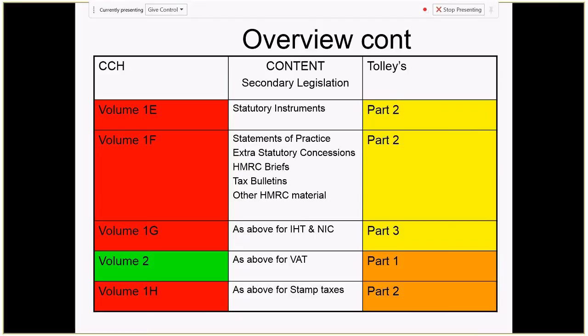Then you have other bits and pieces that could be really useful, like the statutory instruments, extra statutory concessions. Make sure you know where these are. These are what I call hidden gems. We'll have a look at some of these later, but there's some really useful stuff in this part 2, as I call it, or it'll be 1F for you using CCH.